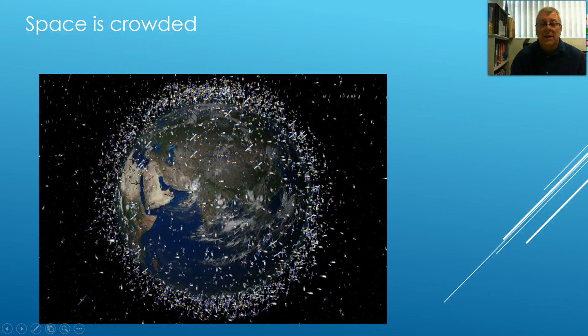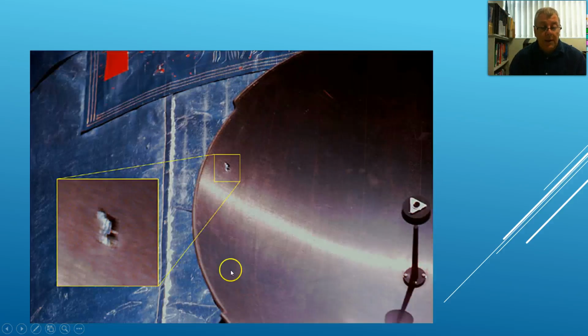Well, we've just about come to our limit of how many things we can put into space, because we've made a bit of a mess of space, and there are a few problems in putting satellites into space because they're going to interact with space junk. And this is what can happen: you can have impacts, and this is on something like this.